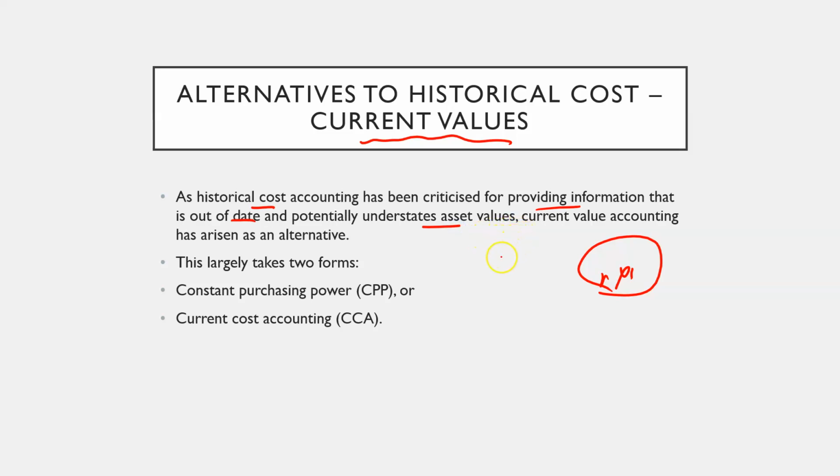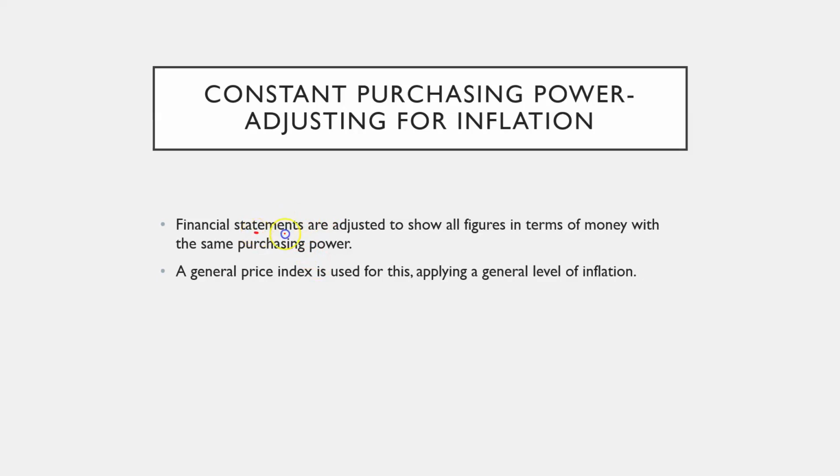So there are two options in terms of how we get the accounts to look a bit more current. The first option is current purchasing power. What we have to do here is adjust the financial statements to take inflation into account, so that we maintain the value of the events happening, because typically these assets lose value where we have inflation.